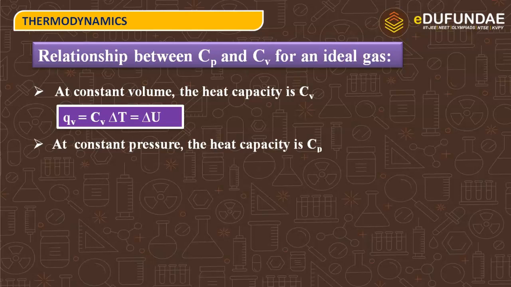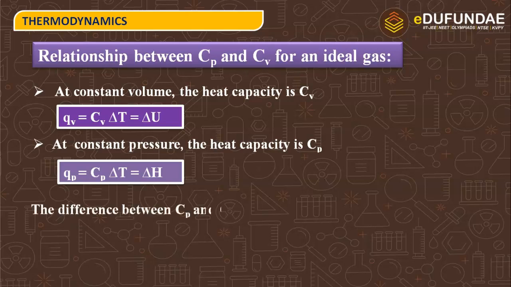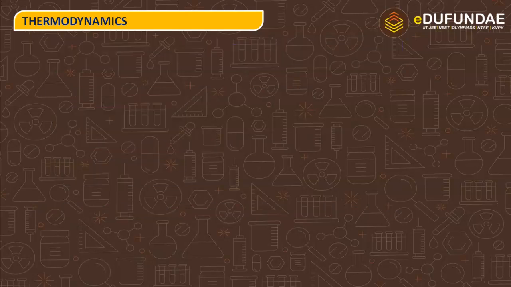Next is at constant pressure. Just as the heat capacity at constant volume was Cv, at constant pressure the heat capacity is Cp. So Qp is equal to Cp delta T, and this is the relationship for delta H. Next, the difference between Cp and Cv can be derived for an ideal gas as follows.